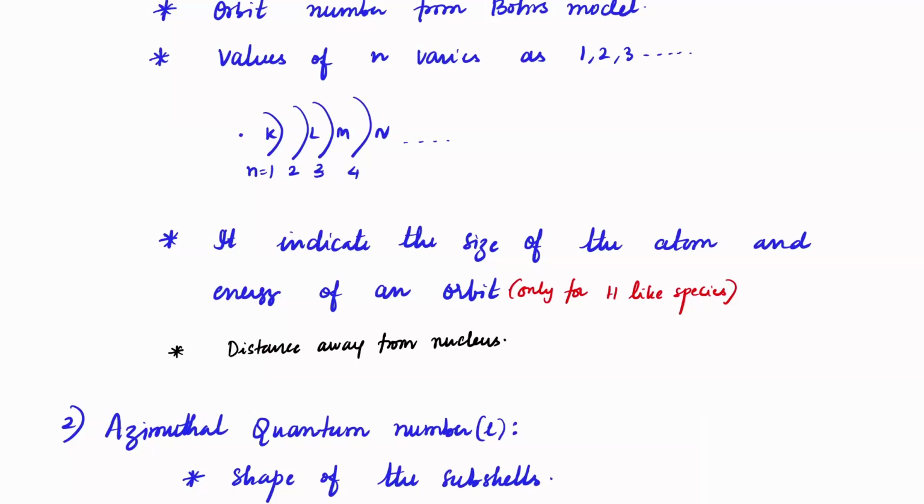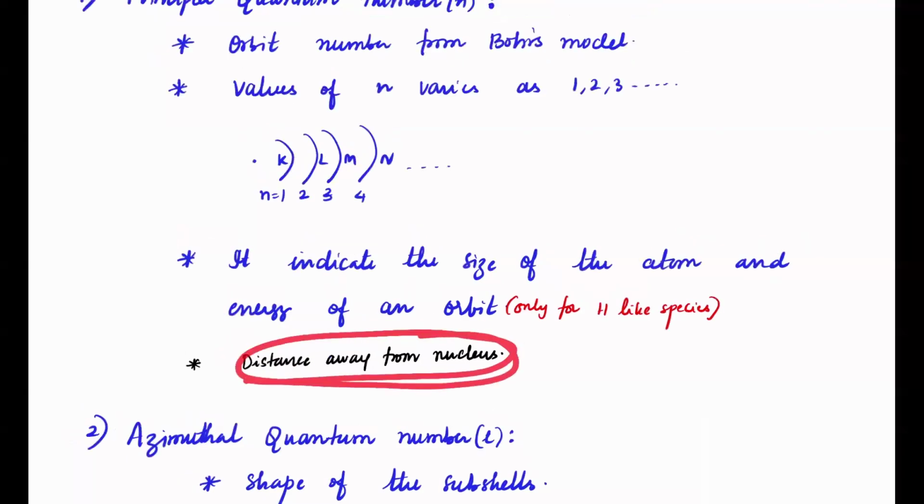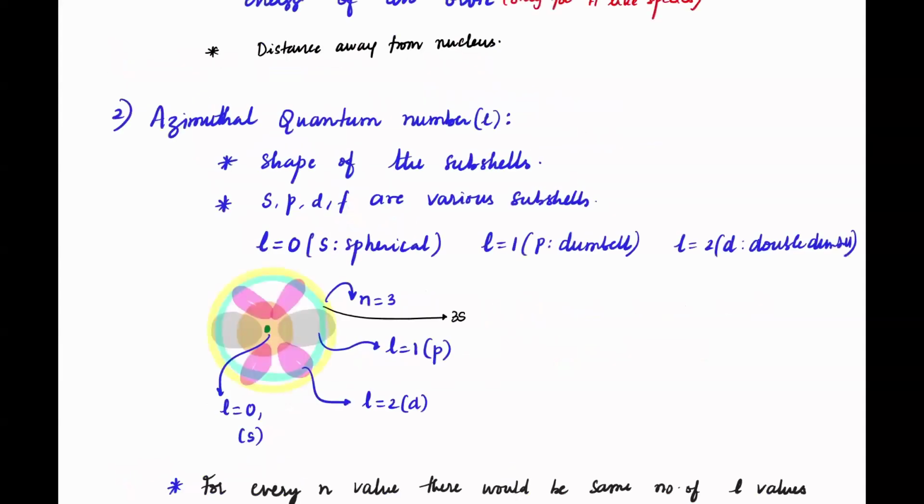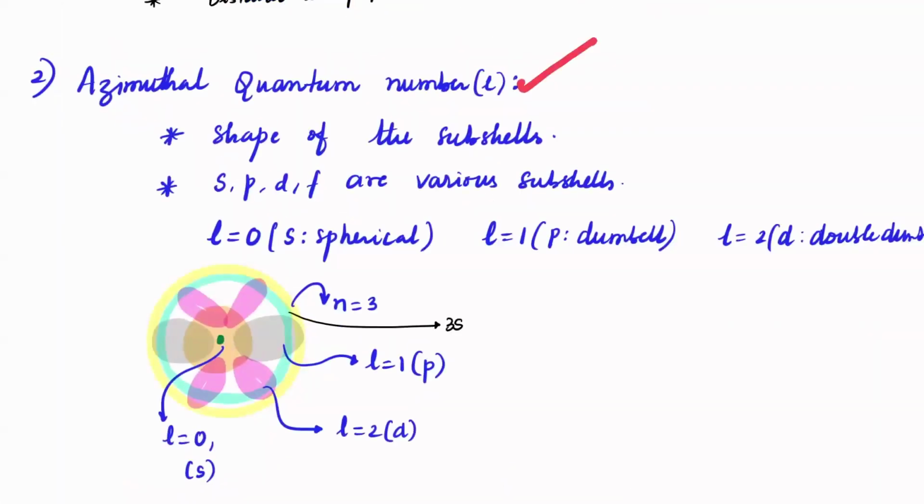So the n value also suggests how far the electron's behavior we are discussing is, right? That is the distance away from the nucleus. This is the kind of information we will fetch from the first quantum number, which is called the principal quantum number. The second quantum number, known as the azimuthal quantum number, mainly emphasizes the shape of the subshells.